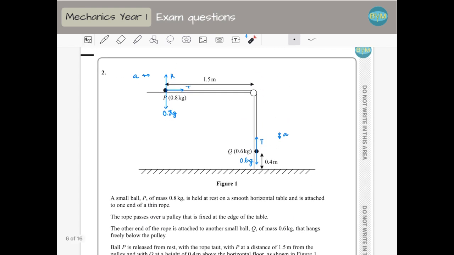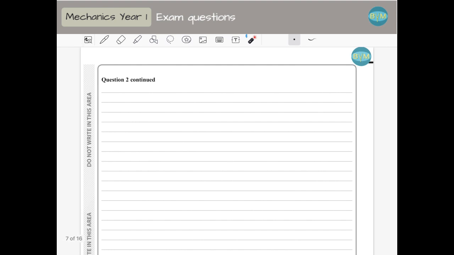So we need to find the time that it takes for this particle to move this 1.5 meters. When we have questions about time or velocity or distance in a pulley question, we have to think in constant acceleration. So it's going to be a SUVAT equation question. So for B, I'm going to apply SUVAT.